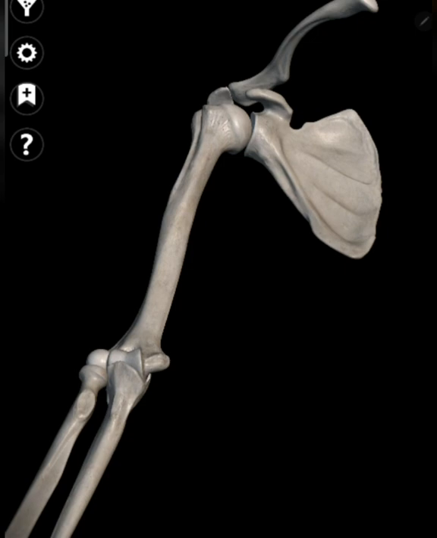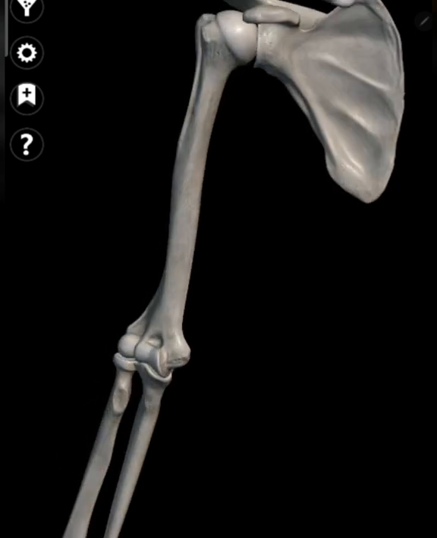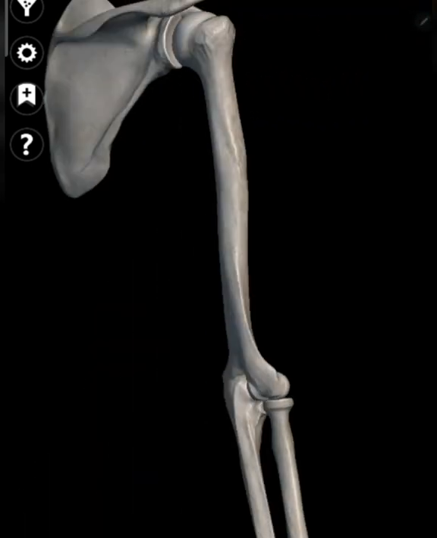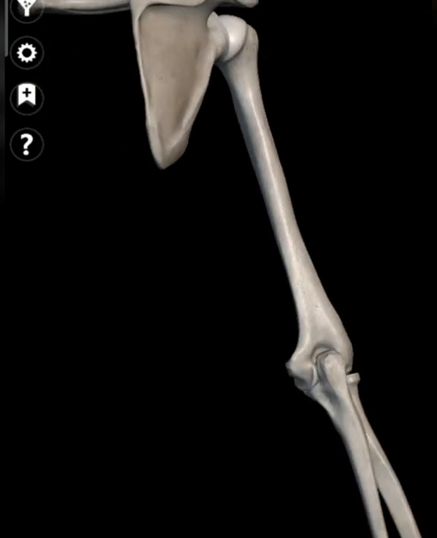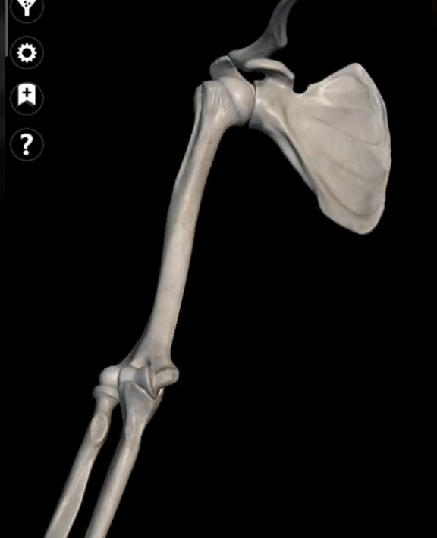Now you can see over here, this is the glenoid cavity. The glenoid cavity articulates with the head of the humerus. We have already talked about this. This is the clavicle. We have already mentioned these structures, and you can see them from the posterior aspect as well. So with this 3D view, we have completed these structures.